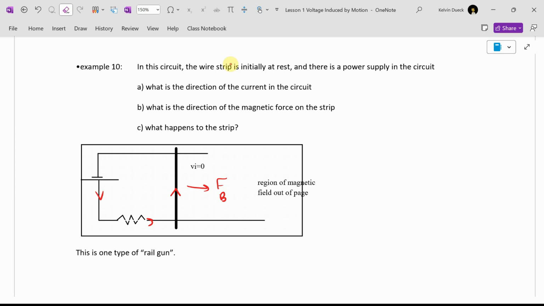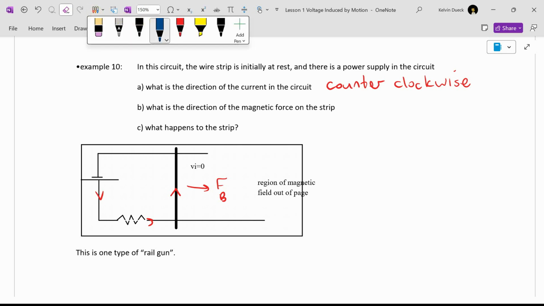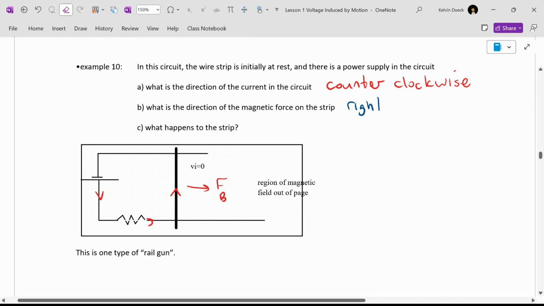So it says in this circuit, the wire strip is initially at rest, and there's a power supply in the circuit. What's the direction of the current? Initially, it's counterclockwise. What's the direction of the magnetic force on the strip? To the right, right? And what happens to the strip? Well, it starts to accelerate because it's got an unbalanced force acting on it. So this is one type of railgun.